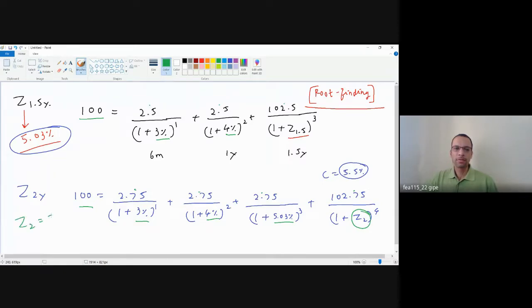So I think Z2 was coming out to be something like 5.55 as per my calculation. So we'll see that in a moment. But this is how I can do it for 2 years. Likewise, I can do it for any time point in the future. So does the approach look fine?